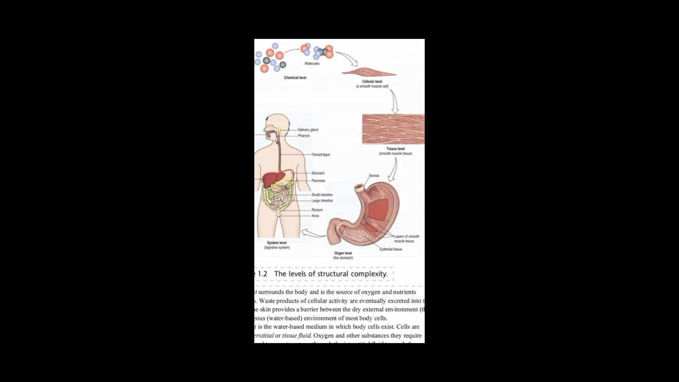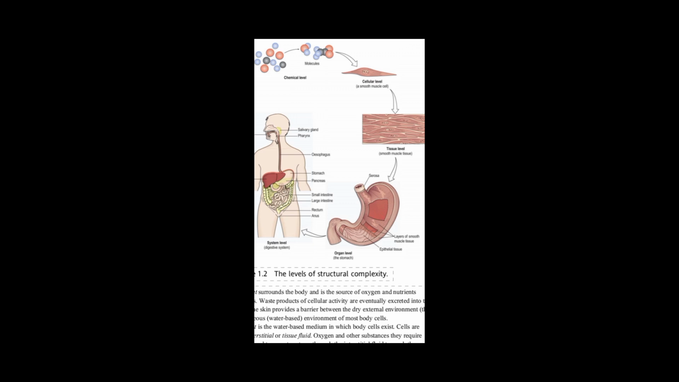So for example, according to this diagram, if smooth muscle cells combine, they form the smooth muscle tissue. If the epithelial cells, for example, combine, they form the epithelial tissue. If the connective tissue cells, for example, combine, they form the connective tissue.